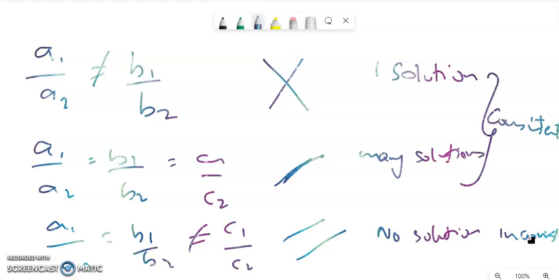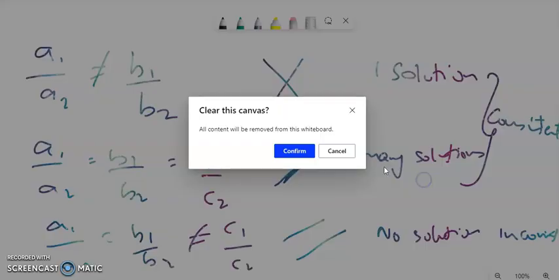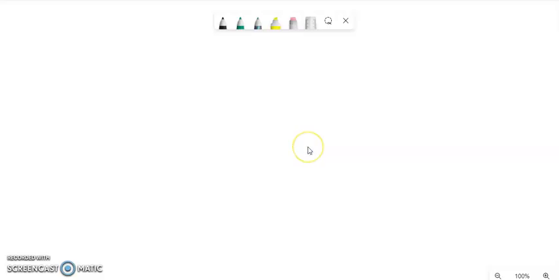With this knowledge, my students, you are ready to solve our second exercise from our text. Let us go to exercise 3.2 from our NCERT text. The question says: form the pair of linear equations of the following problems and find their solution graphically. The first question says 10 students of class 10 took part in a mathematics quiz. If the number of girls is 4 more than the number of boys, find the number of boys and girls who took part in the quiz.